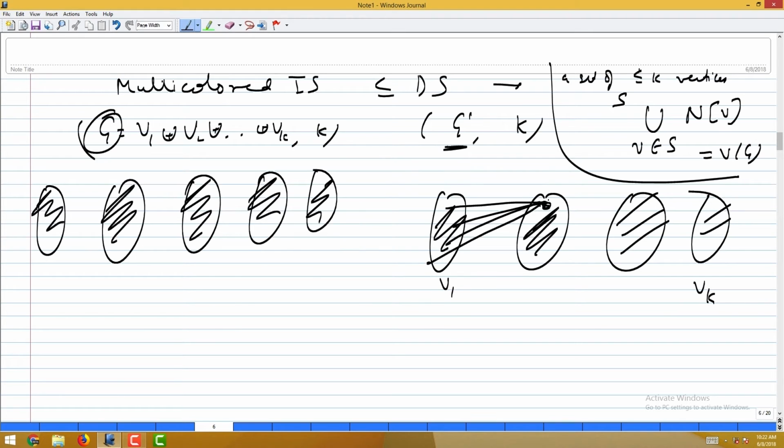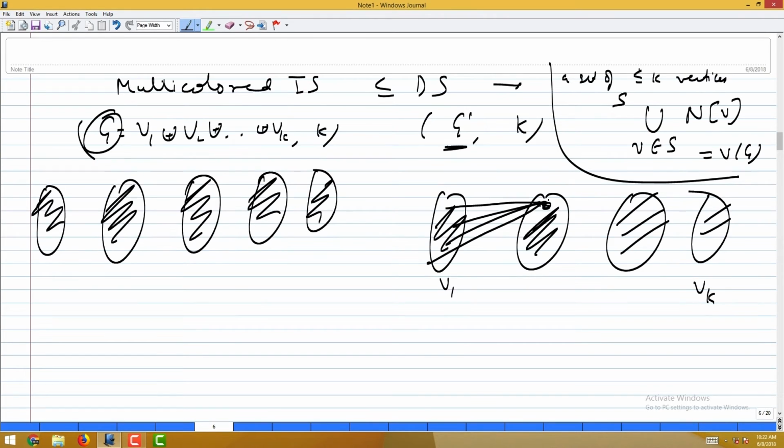So one problem is I have to ensure that whatever dominating set I am picking from here, it picks exactly one from each color class. So that is one thing that I have to ensure, right? This is one problem. But even if I ensure that, what is the guarantee that the set of vertices that I am giving you will form an independent set in G?